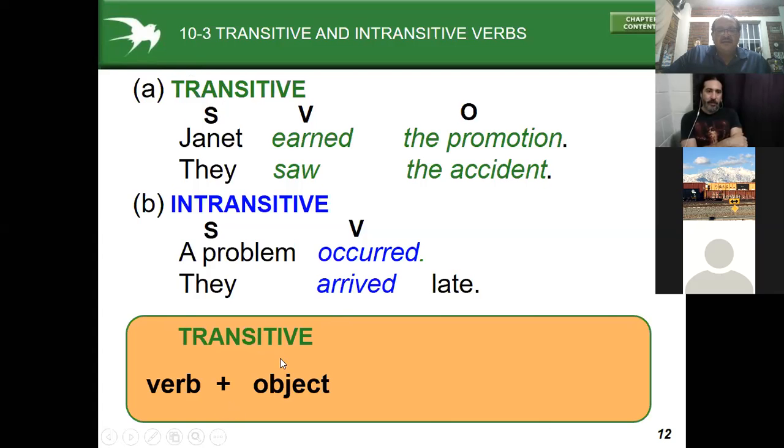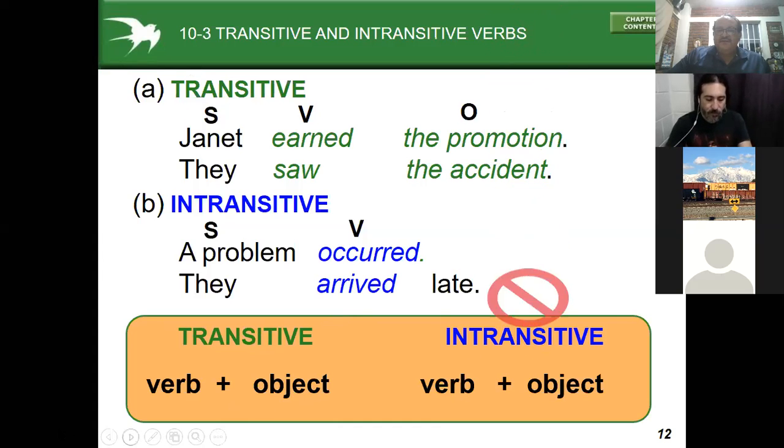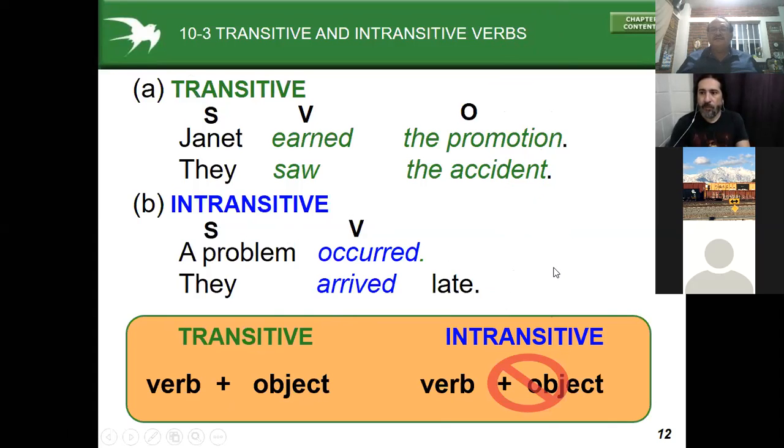Transitive verbs have an object. Intransitive verbs don't have an object. So with intransitive verbs, it's not possible to use passive voice. That's why sometimes, don't feel frustrated if you don't find that. If you don't have a teacher or somebody to help you in that moment, you can find in the dictionary if it is a transitive or intransitive verb.